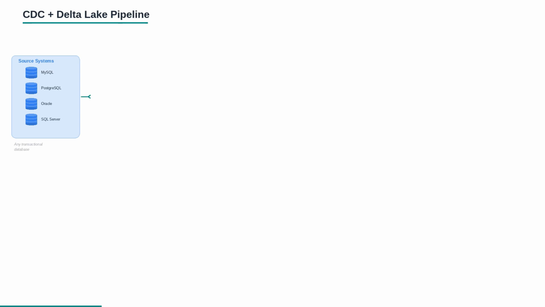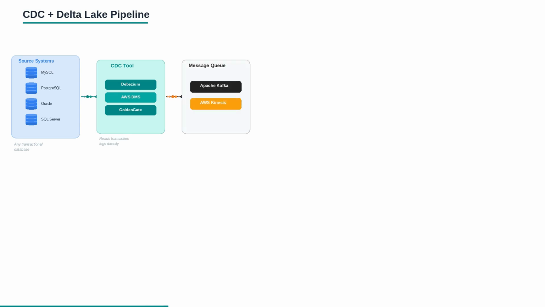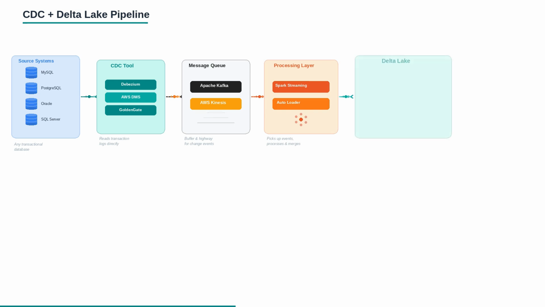Next, you have your CDC tool. It's typically Debezium, AWS DMS or a similar tool that reads the database transaction log. It captures every change and publishes it into a message queue. That message queue is usually Apache Kafka or AWS Kinesis. This acts as a buffer, a highway for your change events to flow through.